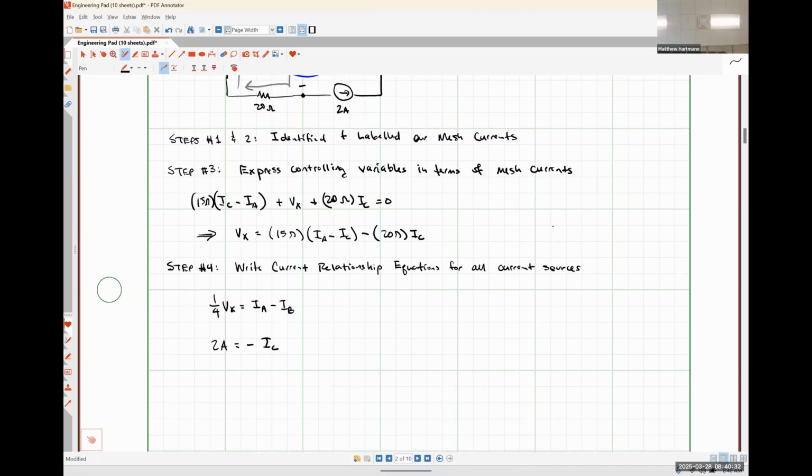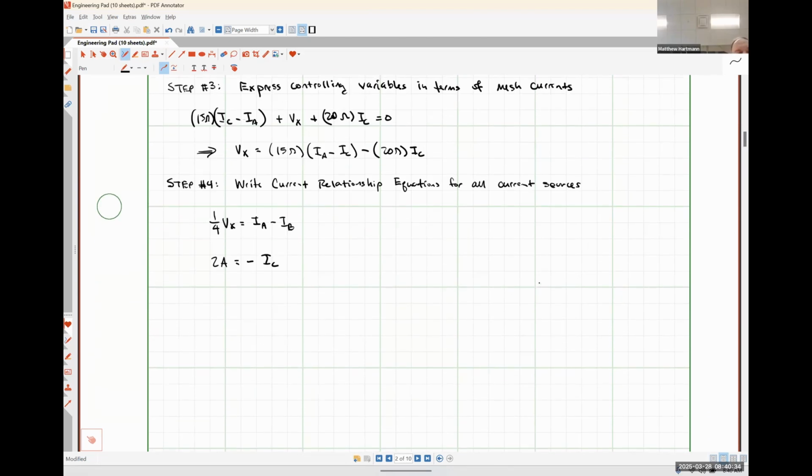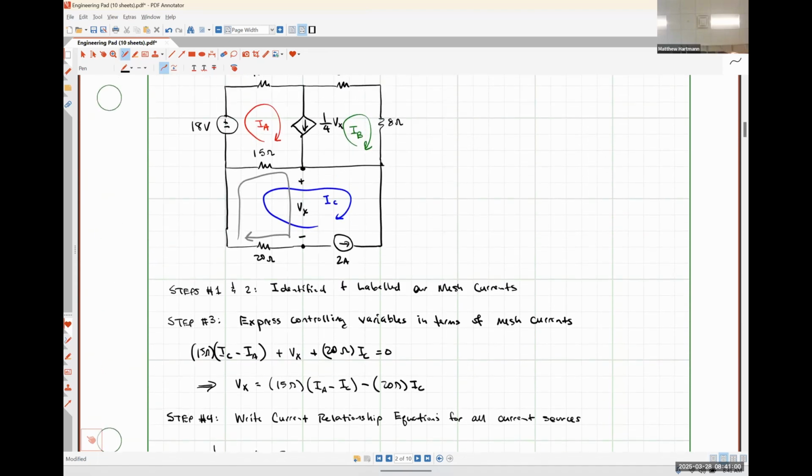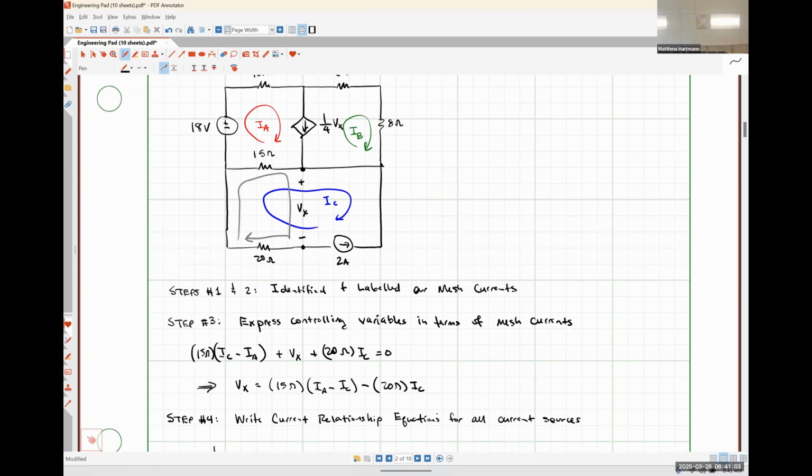Okay, so step number 5 is going to be to write a KVL equation for each super mesh. Okay. So let me more clearly define what a super mesh is, okay?